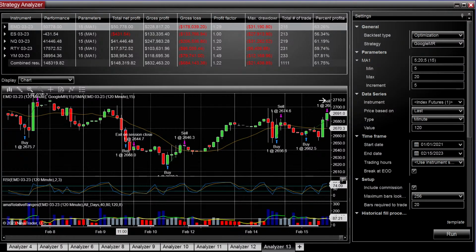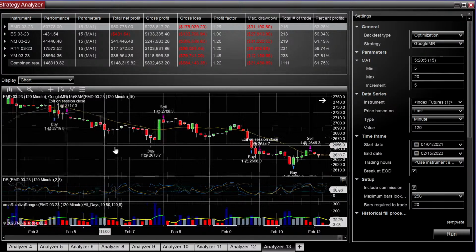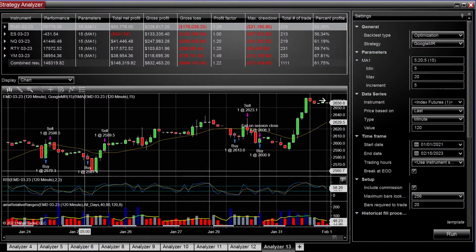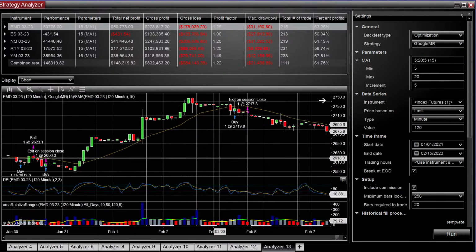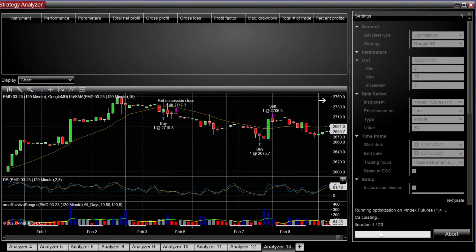Here it looks at the bar itself. Is it above the moving average? I think this is our best results yet. 148 on 21. But once again, by a pretty small margin.